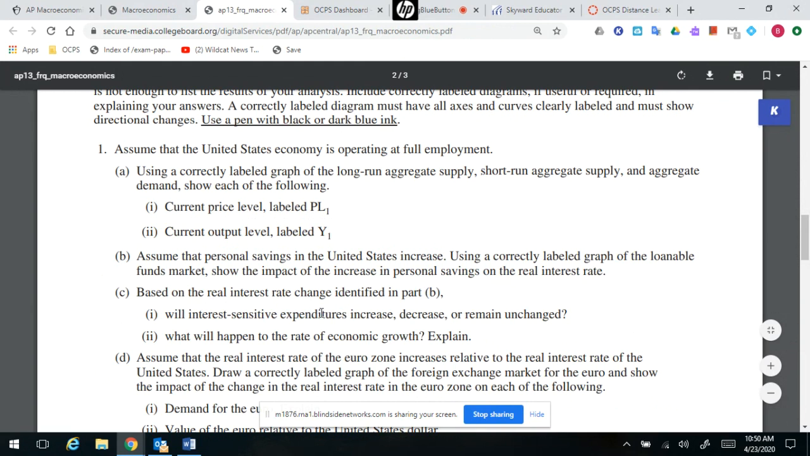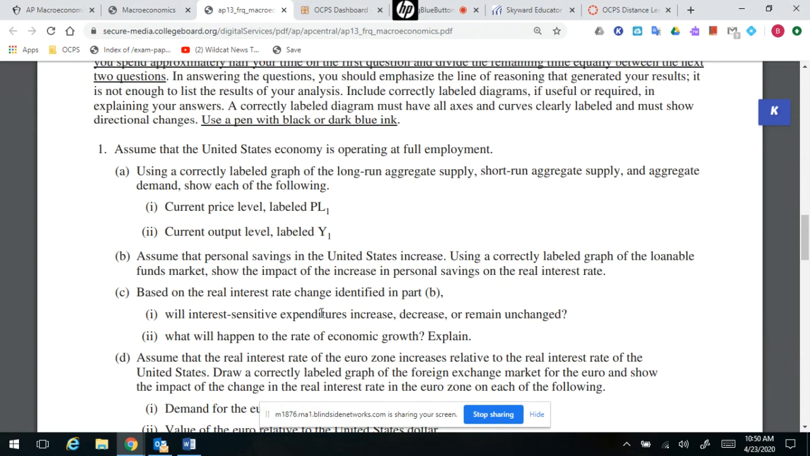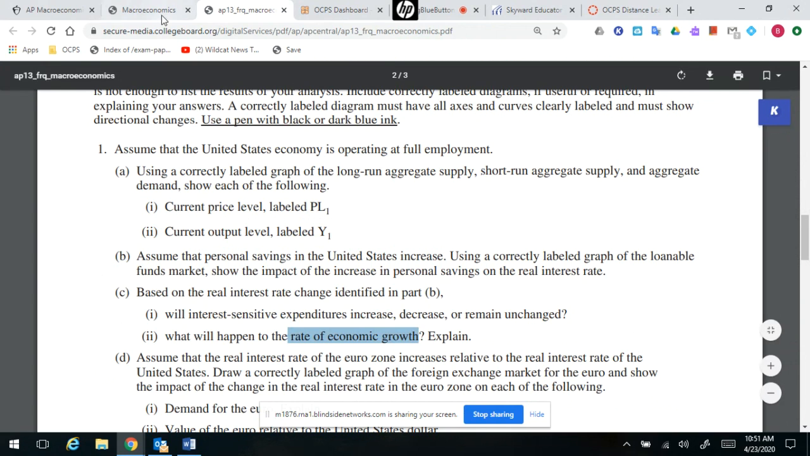So if interest rates go down, it's cheaper to borrow money. People and businesses are going to borrow and spend more. So we're going to see an increase in spending. What will happen to the rate of economic growth? Hey, if businesses borrow more money and spend it to buy capital, the economic growth rate is going to increase. They'll have the ability to make more in the future.